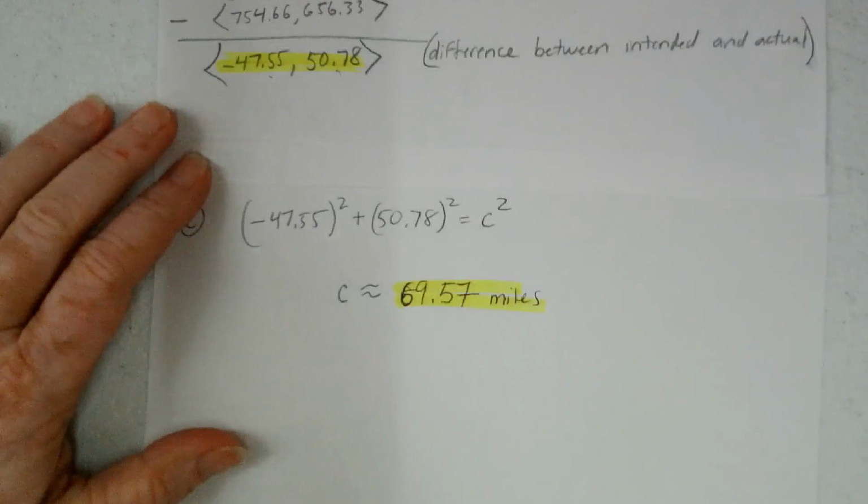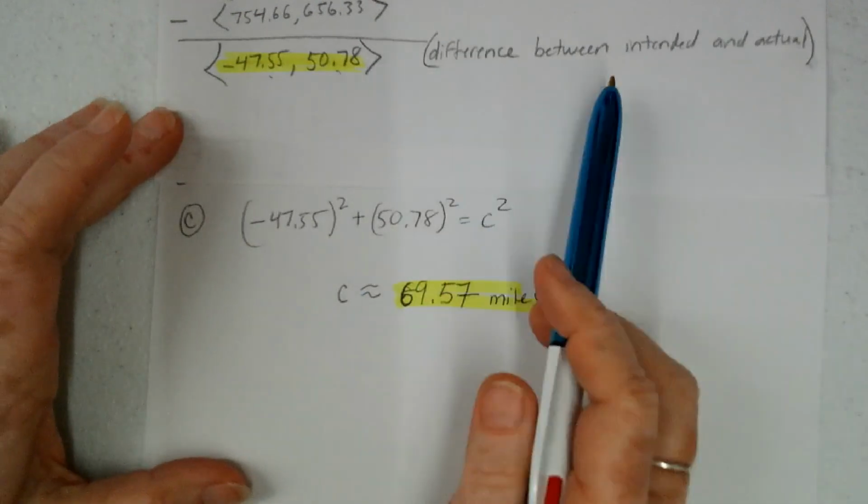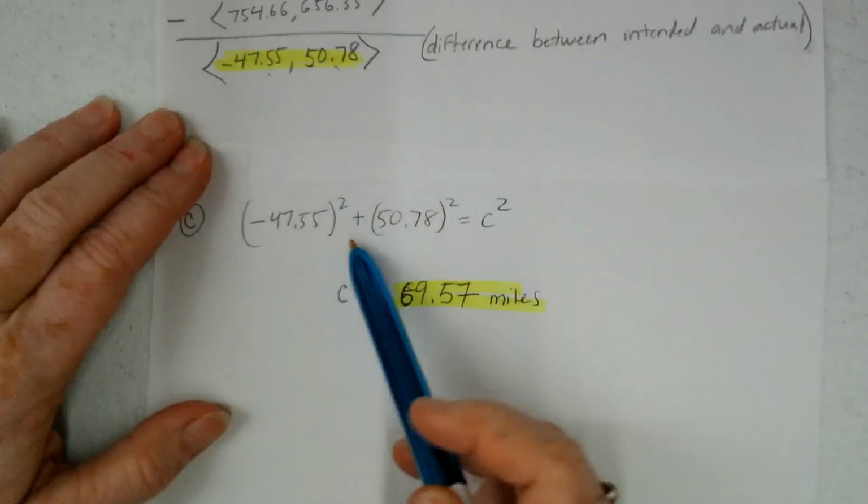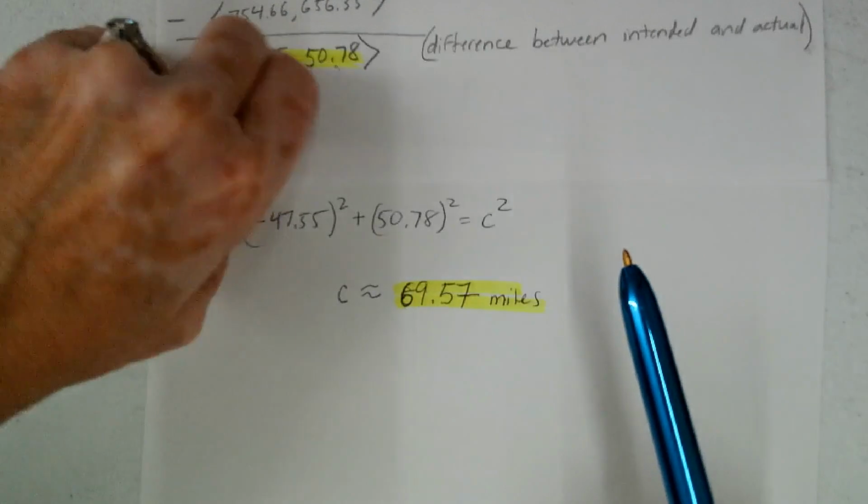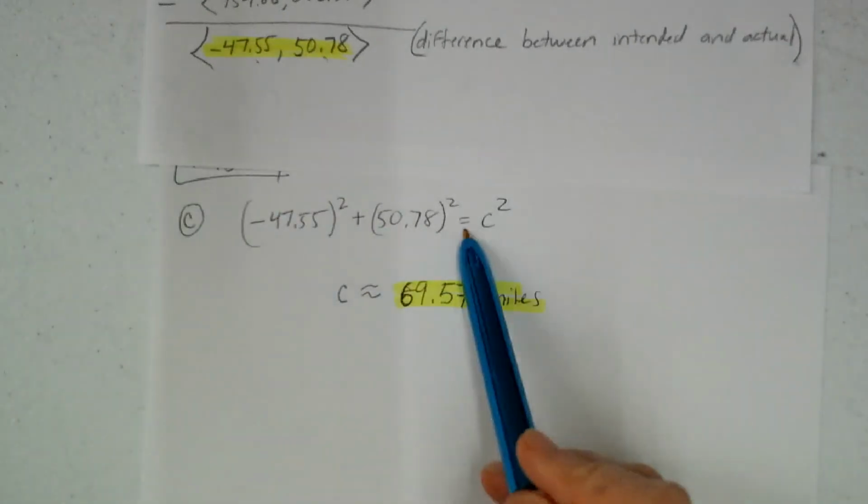So I just put it in the Pythagorean theorem, right? Because a squared plus b squared is c squared, and I got 69.57 miles.